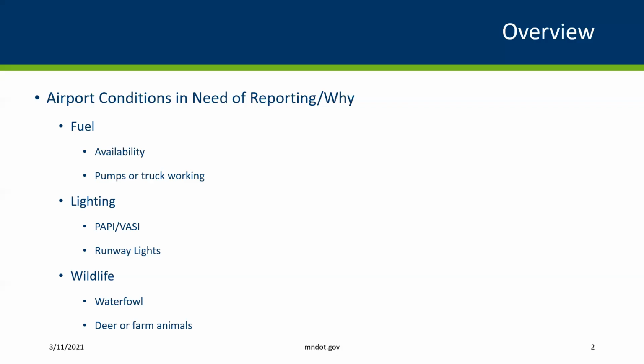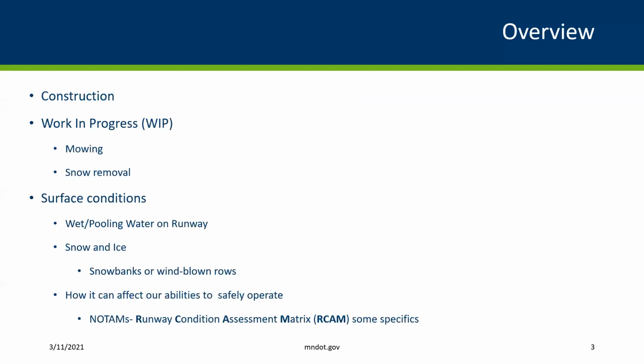So things we're going to look at today that can really affect us from flying are fuel, not only availability, but are your pumps working, your trucks working. We'll look at lighting, talk a little bit about PAPIs and VASIs, your runway lights, and wildlife issues at your airport, whether it's waterfowl, deer, or maybe farm animals. Then construction and things that can go wrong with that, so work in progress NOTAMs that you put out for mowing and snow removal.